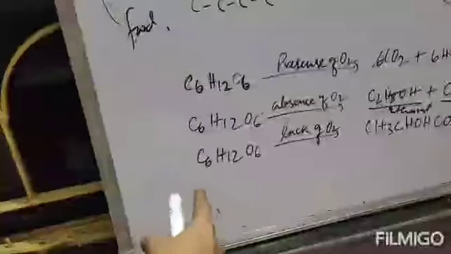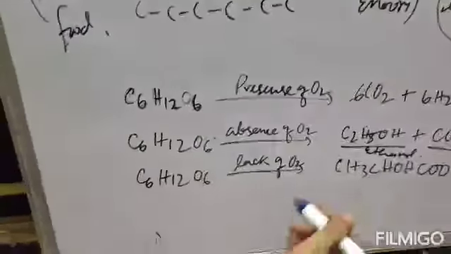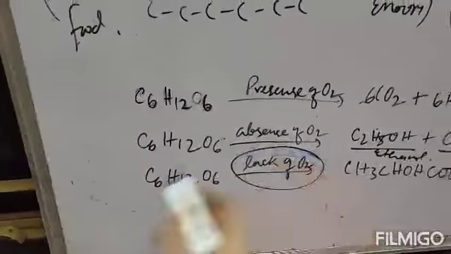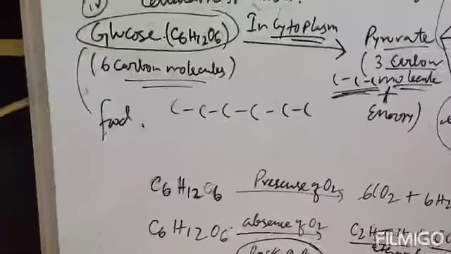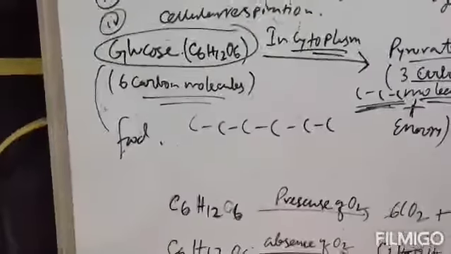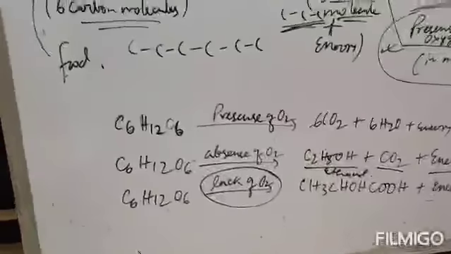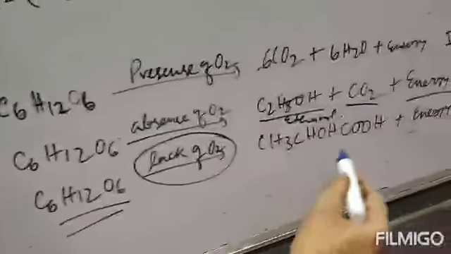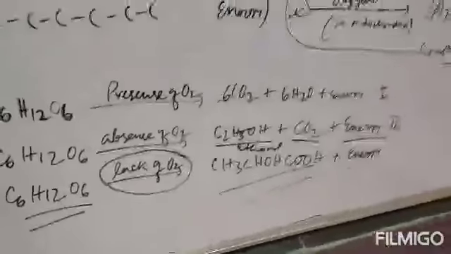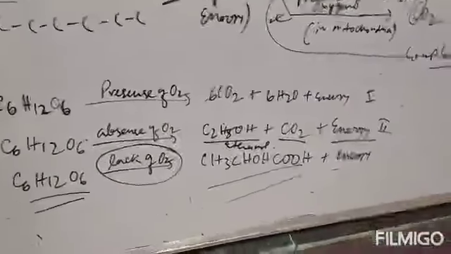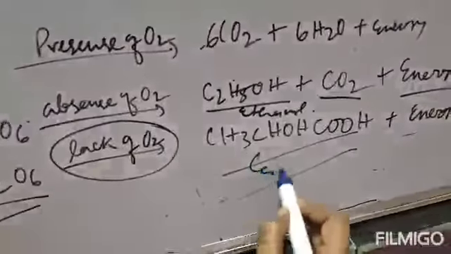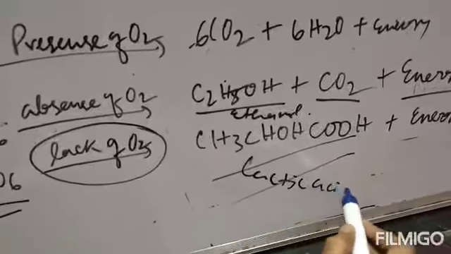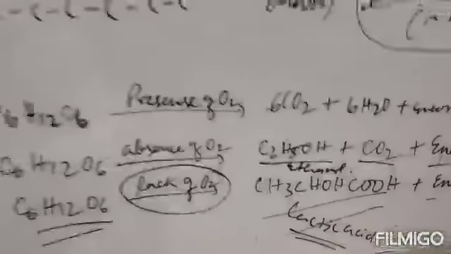Next, number 3, glucose breaking down in lack of oxygen, that is, in our muscle cells, whenever we are doing exercises or running around. Then glucose directly converts into lactic acid and releases energy. This is the formula of lactic acid. Here no carbon molecule is breaking down.